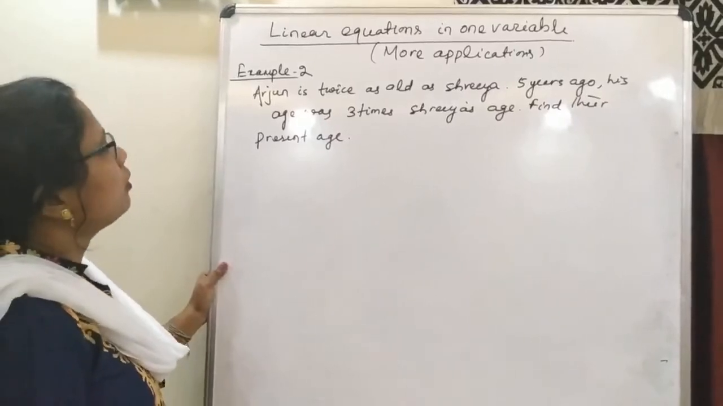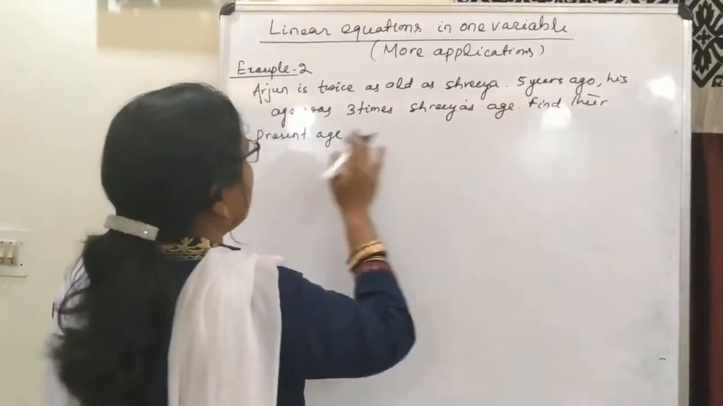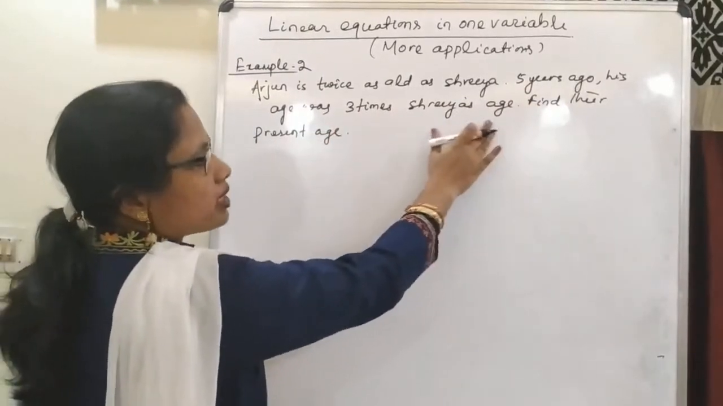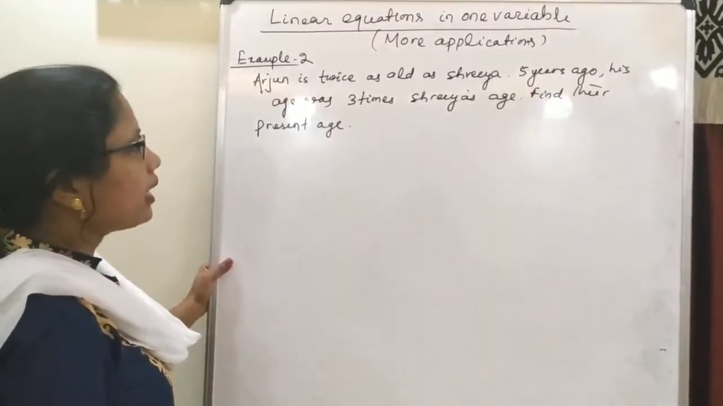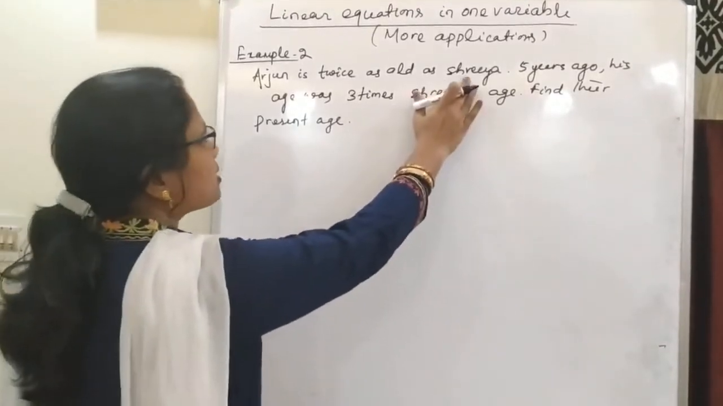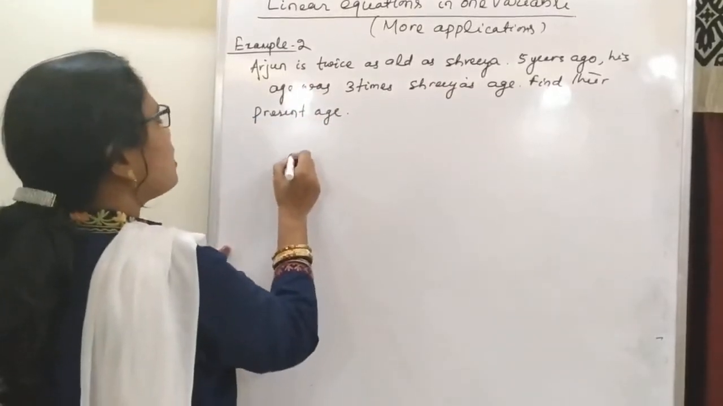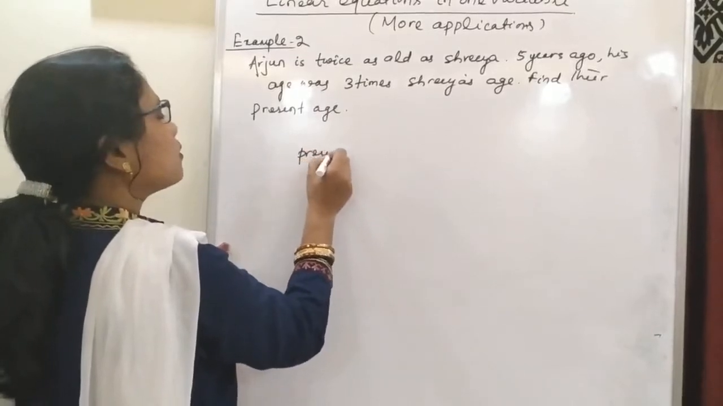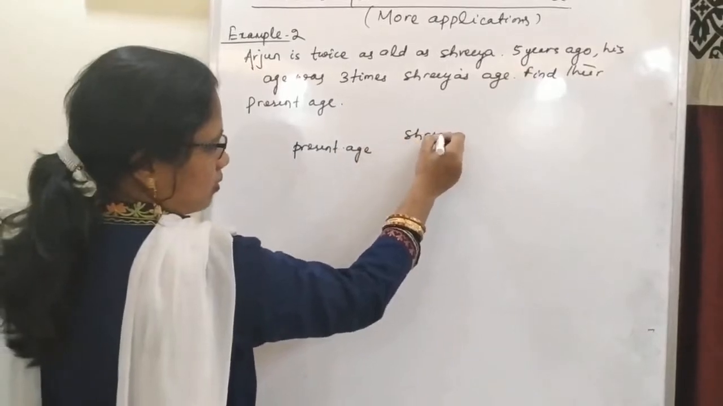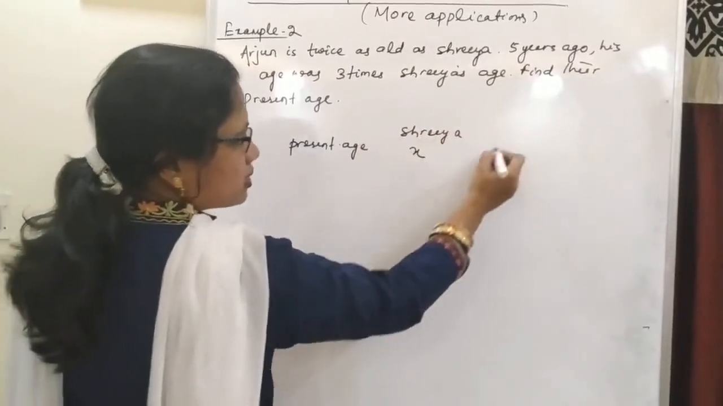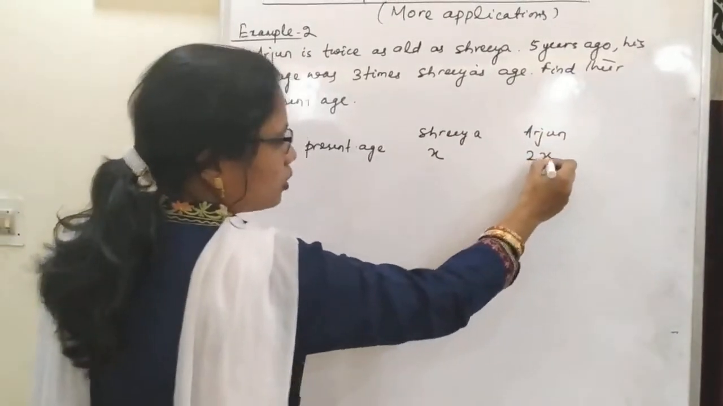Next example. Arjun is twice as old as Shriya. 5 years ago, his age was 3 times Shriya's age. Find their present ages. So here we will take: let the present age of Shriya be x, and let the present age of Arjun be 2x.